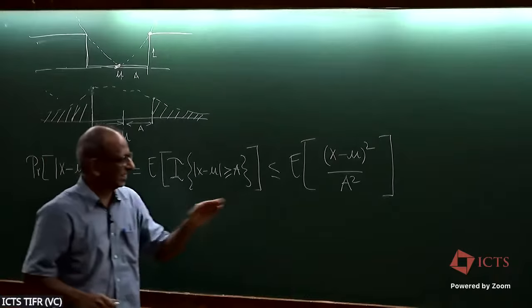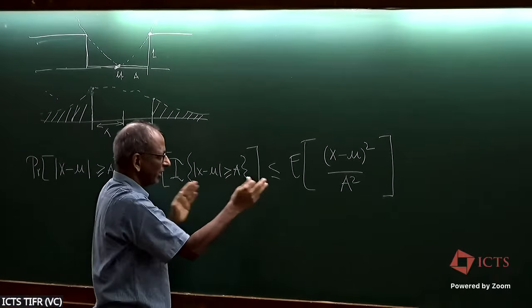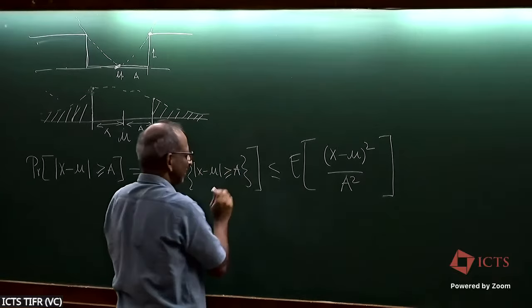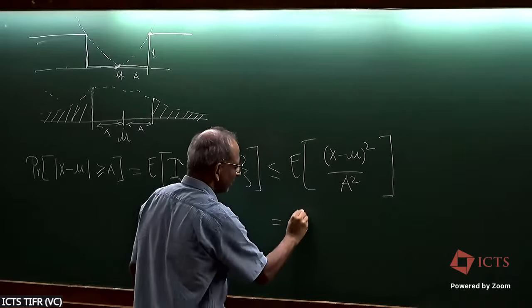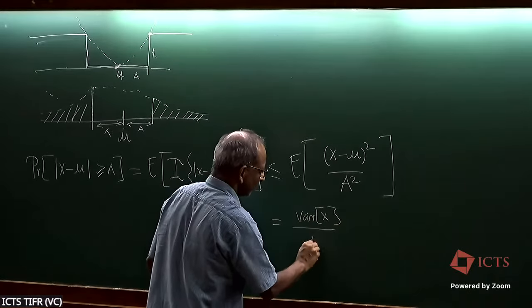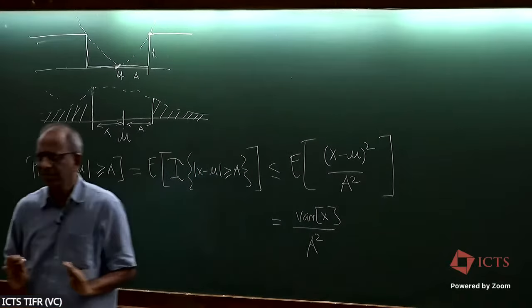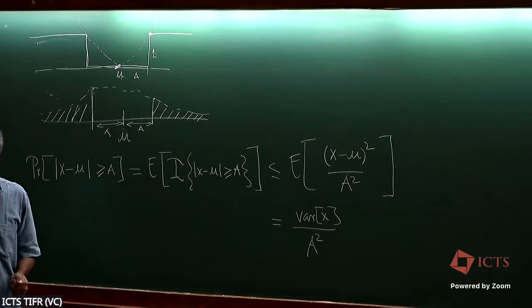Yeah. So this inequality is justified because at every point, this parabola dominates this function. And now you see that this is okay. And this has a name. I mean, another Russian.